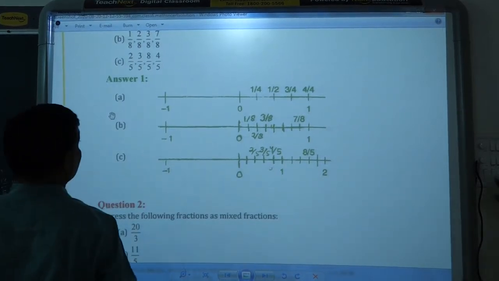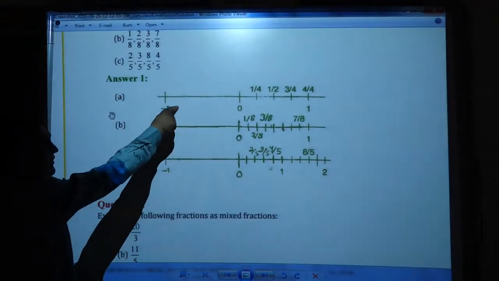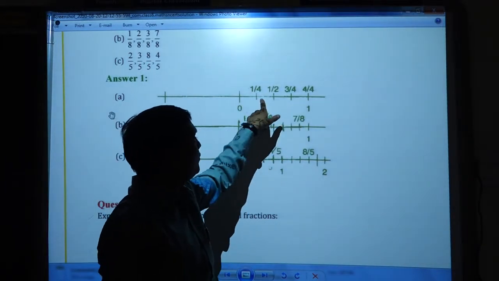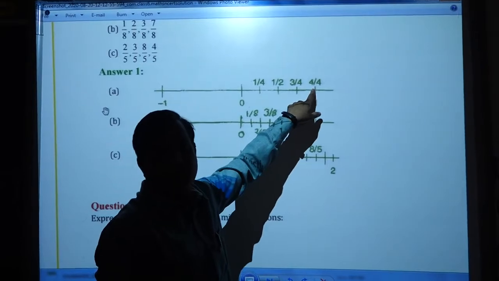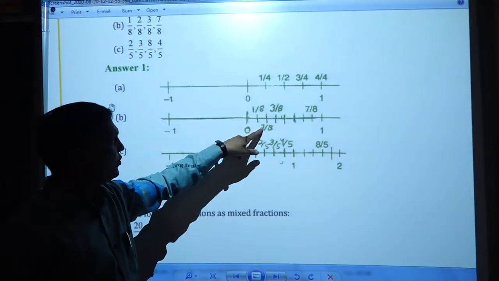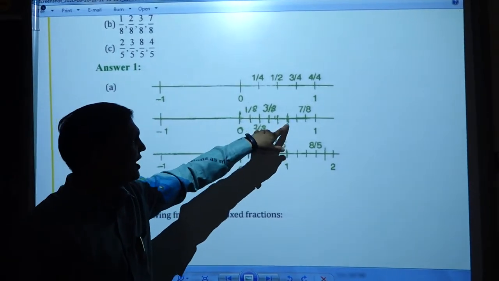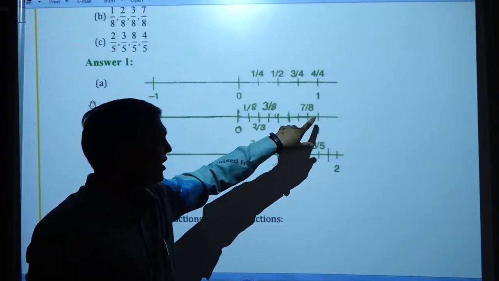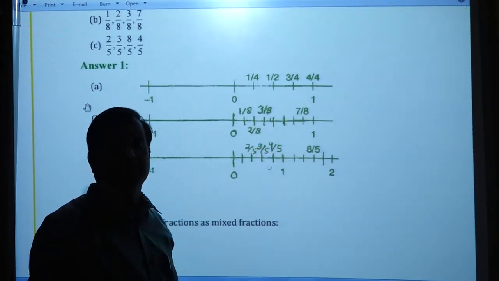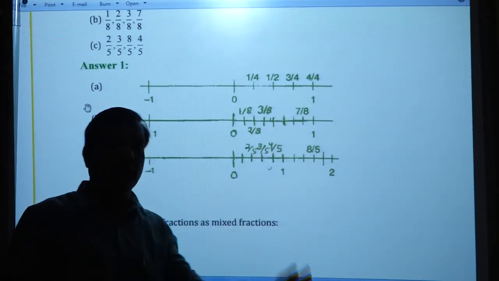Now, that question's answers are given here. This is a 0 and this is a 1. That parts are divided. 1 upon 4, 1 upon 2, 3 upon 4, 4 upon 4. The same which I showed on the board. Now, second question, 1 upon 8, 2 upon 8, 3 upon 8, 4 upon 8, 5 upon 8, 6 upon 8, 7 upon 8, 8 upon 8. These numbers I showed. So there I showed the numbers in circles, so you will not get confused.